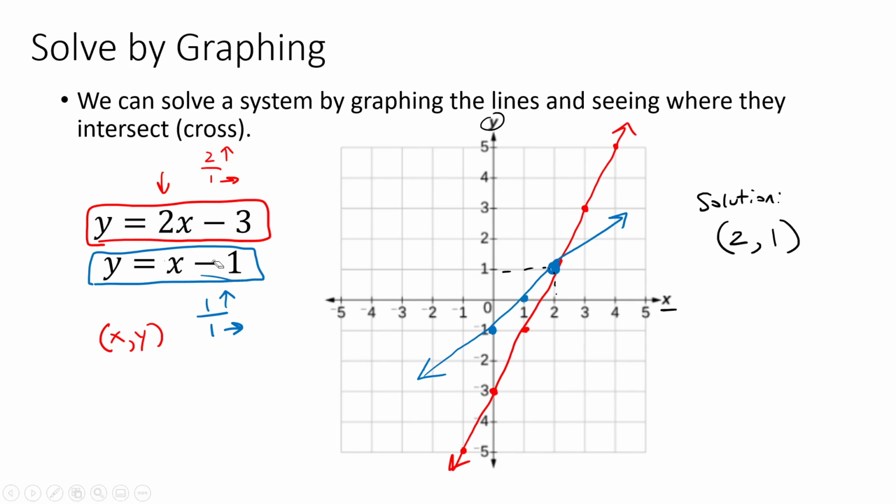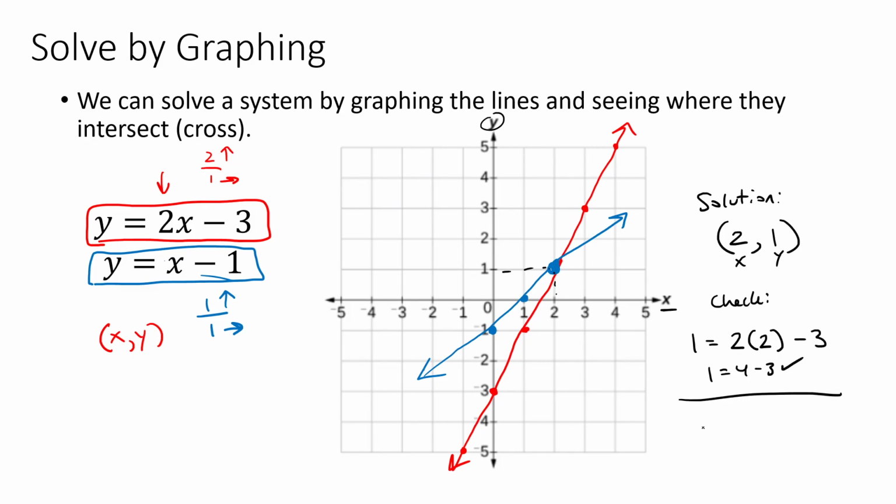You can check by plugging the point back in. Okay, so this is your x and y coordinates. So go back to each equation. I'll start with the first one, right? Instead of y, I'm going to write a 1, and then instead of x, I'll write a 2. And then does that check out? Does 1 equal 4 minus 3? Yeah, we can see that that does.